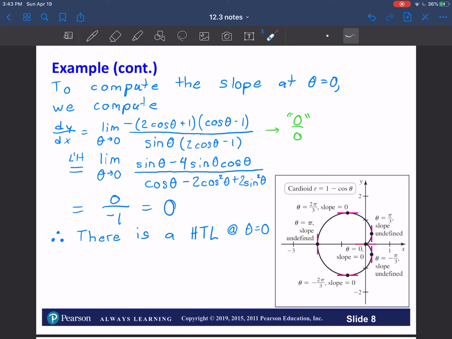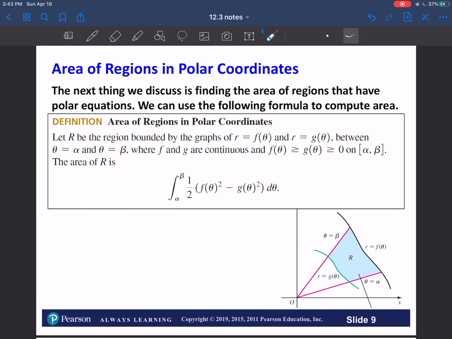Alright, so that was a heavy example. Lots of trig to know there. But the basic idea is that the horizontal tangent lines occur when the numerator is 0 and the denominator is non-zero, and vice versa for the vertical tangent lines. Okay, great. So now let's take a look at a different concept.